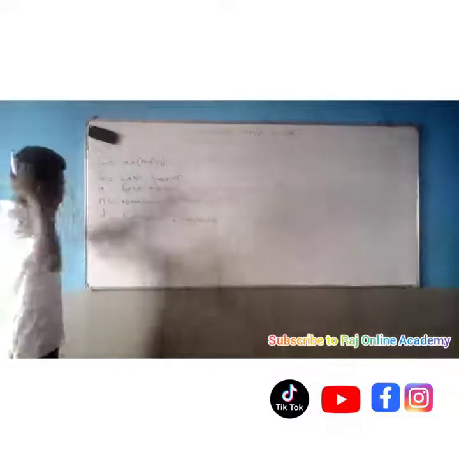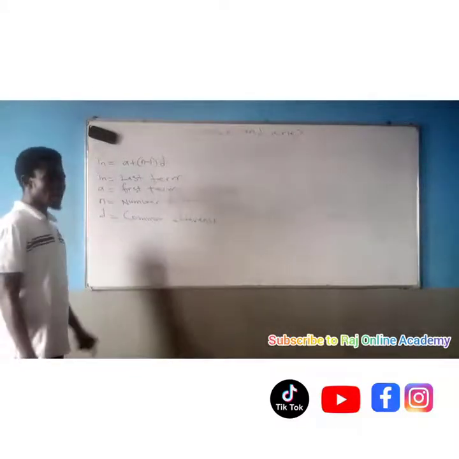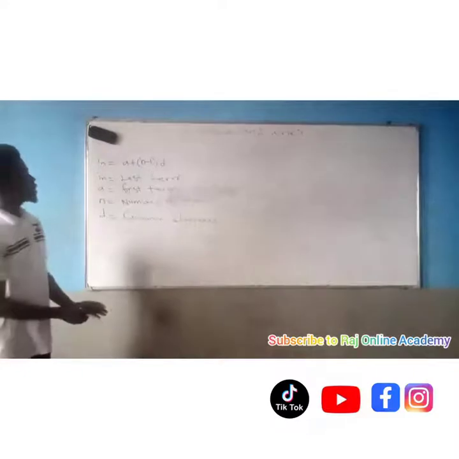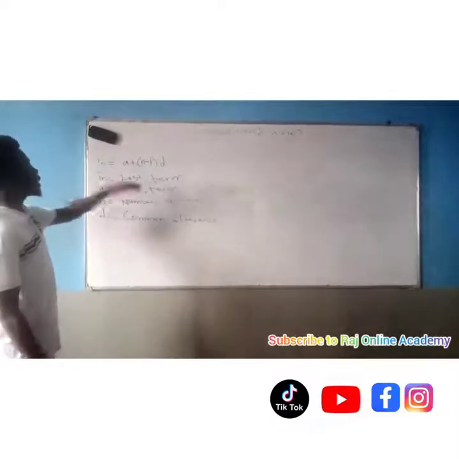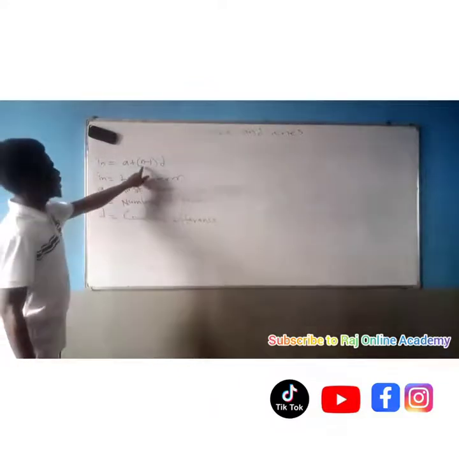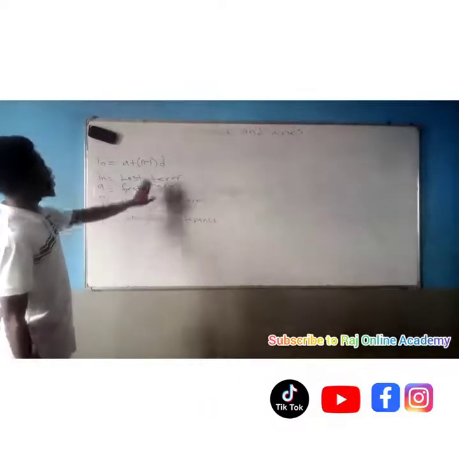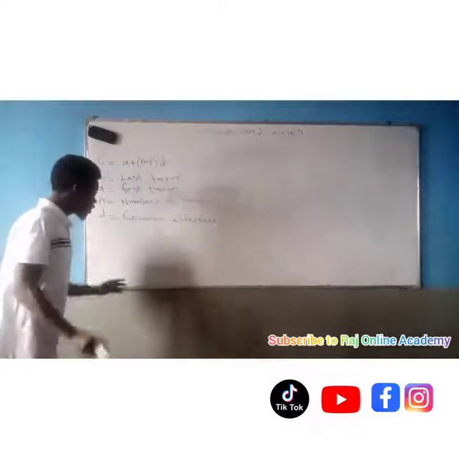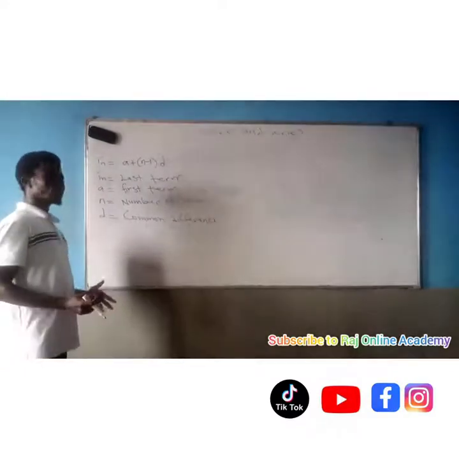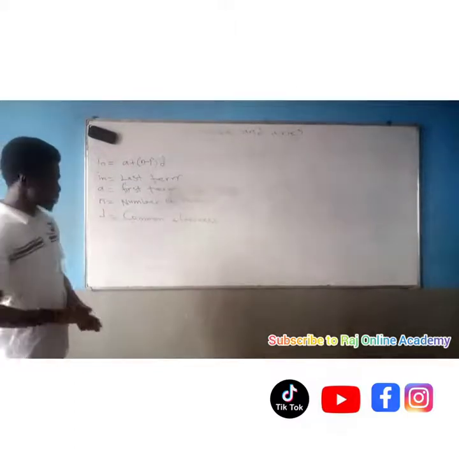Now we have known how to find the common difference, right? Always come from the back to the front. So these are the terms. Tn is the last term, A is the first term, N is the number of terms, and D is the common difference. Minus 1 here is the constant.